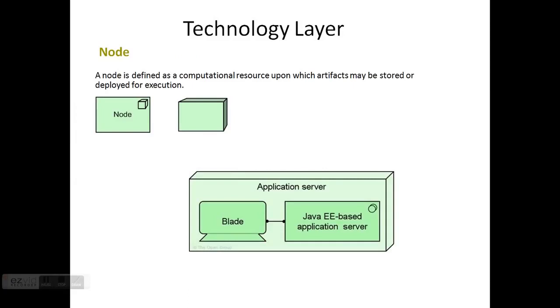The first entity from the technology layer that I will be talking about is a node. Nodes are active processing elements that execute and process artifacts, which are the representation of components and data objects. And nodes are, for example, used to model application servers, database servers, or client workstations.